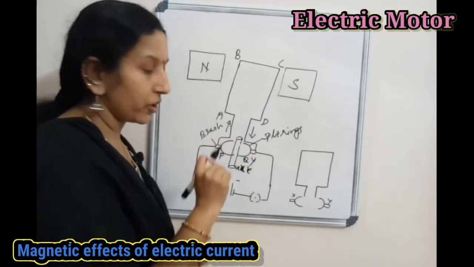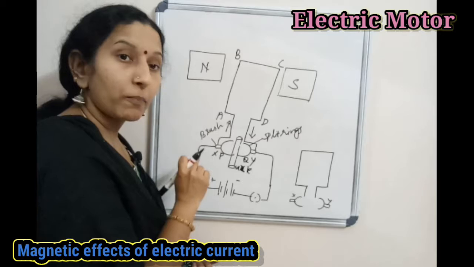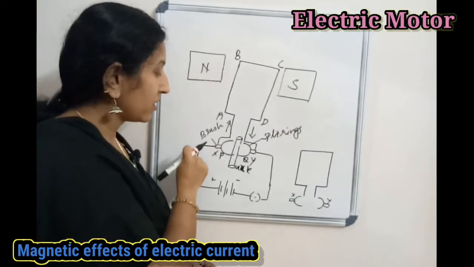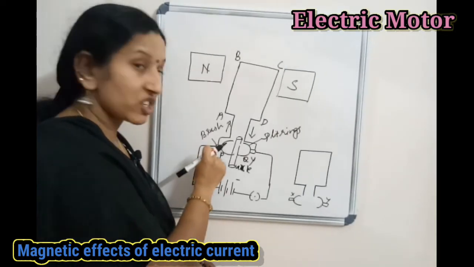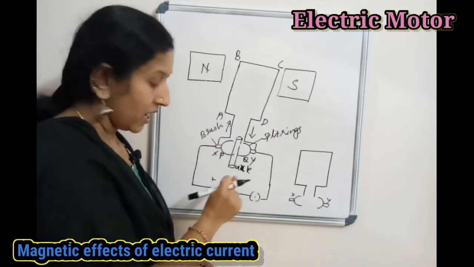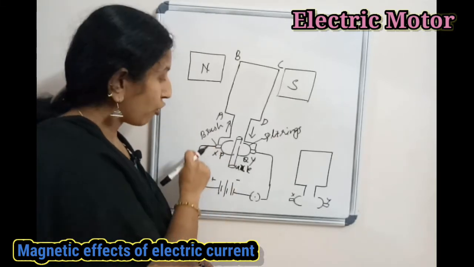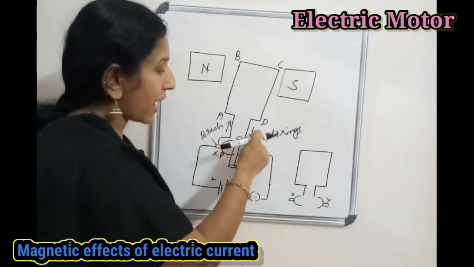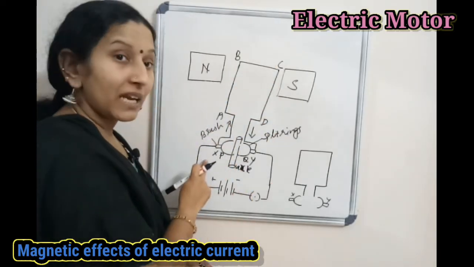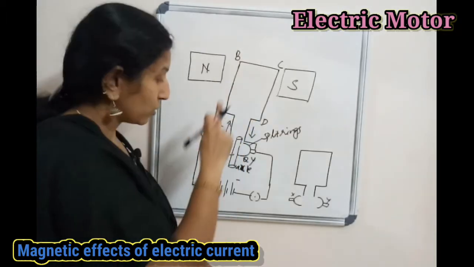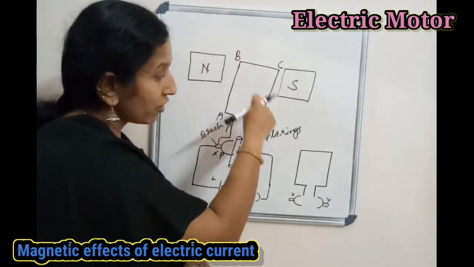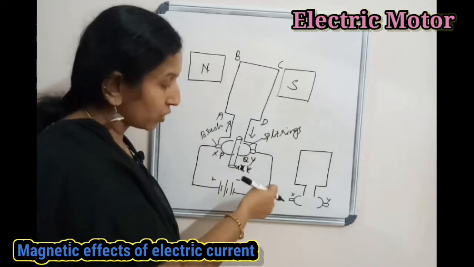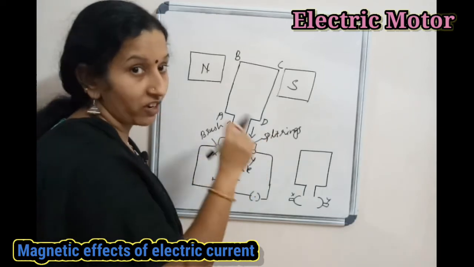Another point you have to understand is that on plugging the key, the current from the battery flows through the brush X, and through the coil it flows back to the brush Y. So it enters the coil through the brush X and flows back to the circuit through the brush Y. Very important, right?